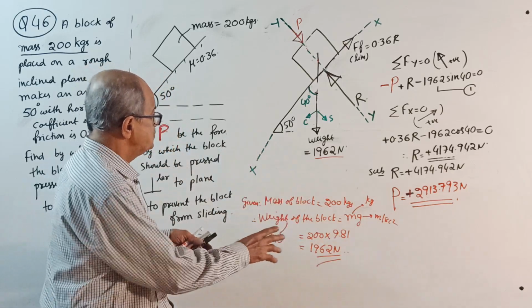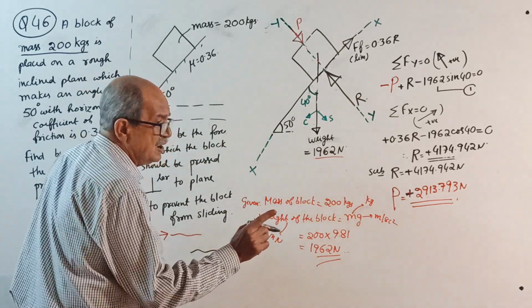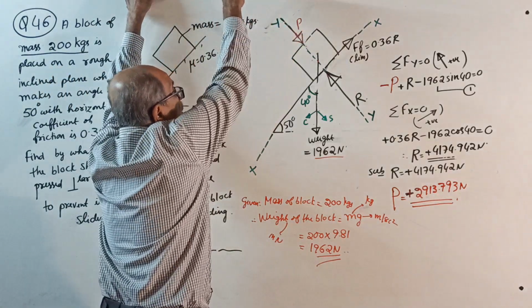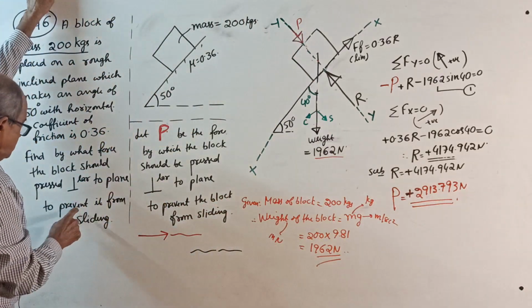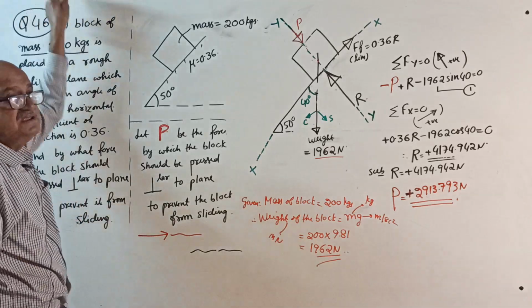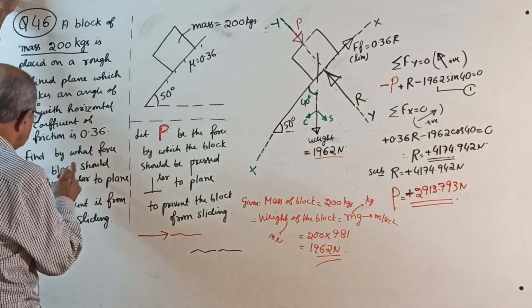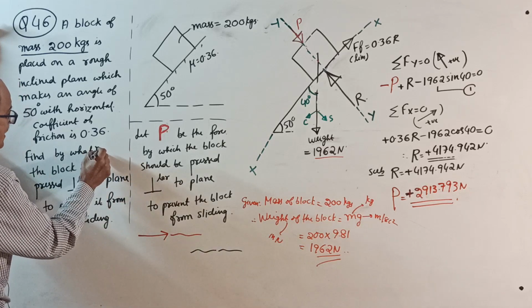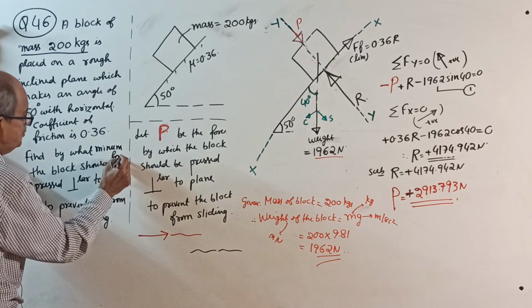Okay. This much over. Now some statements you have to write. If you don't write, you are losing. The force P perpendicular to the plane is, what is the question? Just to prevent it from sliding. So they want by what minimum force. By what minimum force, it's much better. Minimum force. You can apply more force.